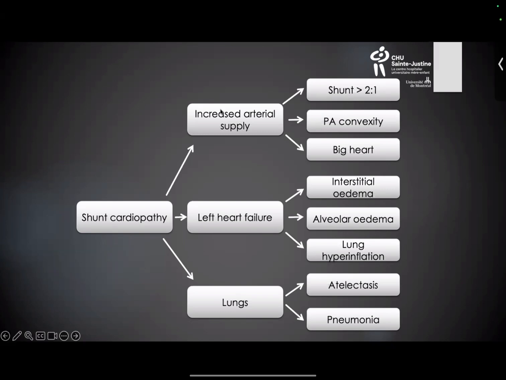The consequence of that is you have a pulmonary artery that looks big, and then you can have a big heart. From that, you can end up with a left heart failure, which can give you interstitial edema or alveolar edema, but basically in babies, your first manifestation of left heart failure is lung hyperinflation. And then you can have a manifestation on the lungs, which can give you atelectasis and pneumonia.